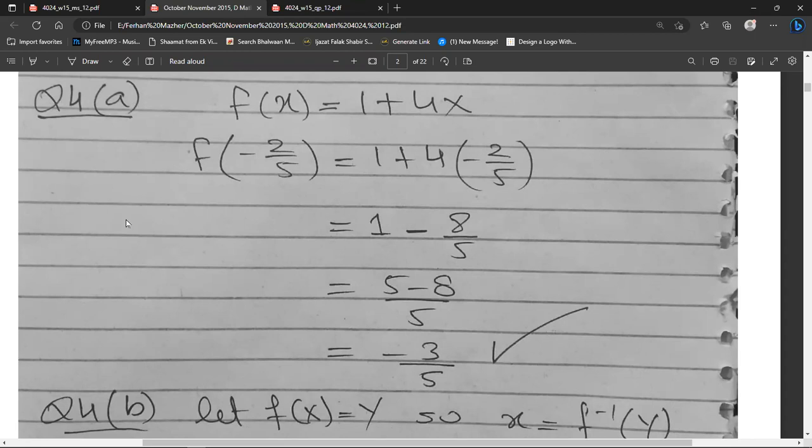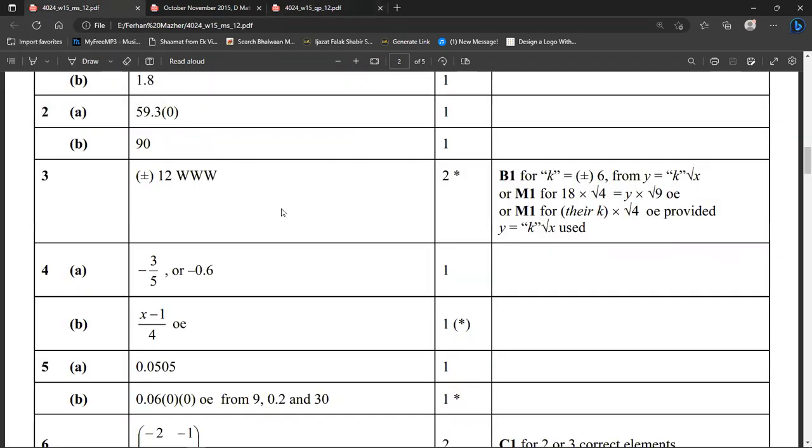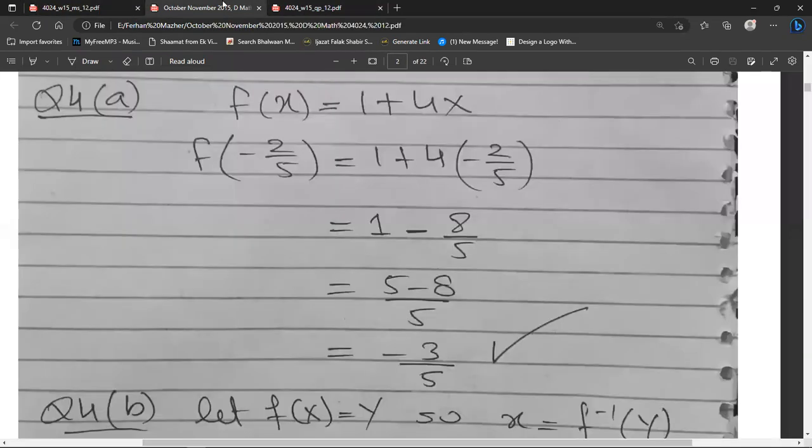So f of minus 2 by 5 will be equal to 1 plus 4 bracket minus 2 by 5 bracket close. So you will have 1 minus 8 by 5. Take the LCM, so 5. So 5 minus 8, minus 3 by 5. So minus 3 by 5 will be the answer. Minus 3 by 5 is the right answer, sir. Okay, so we are good with it.